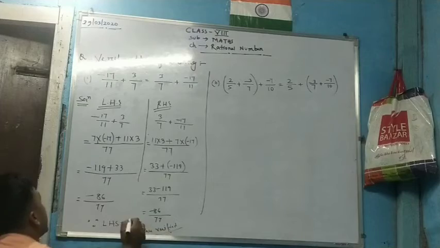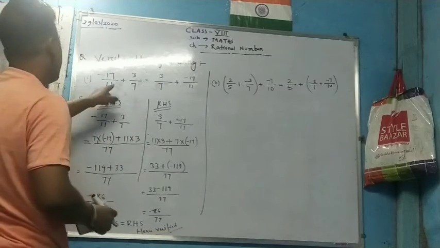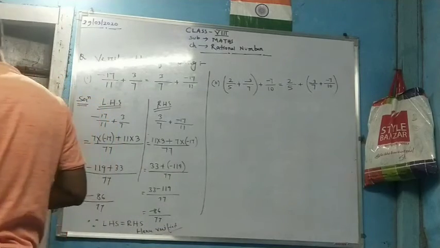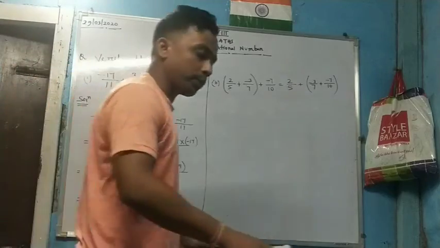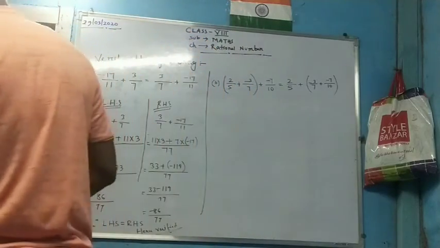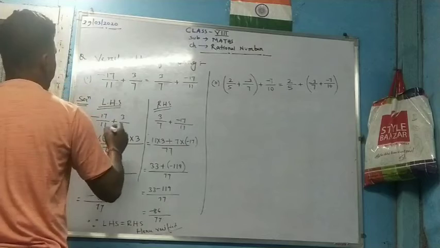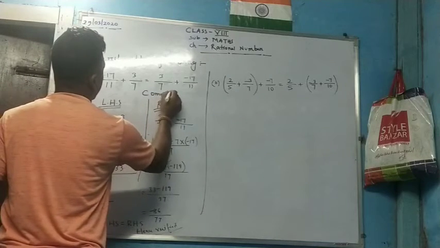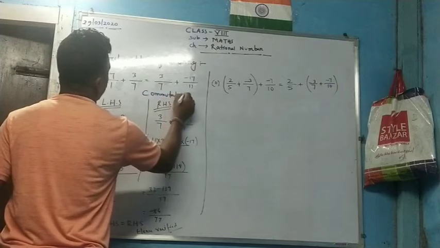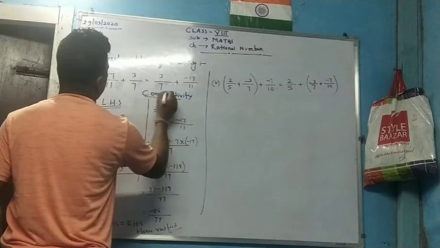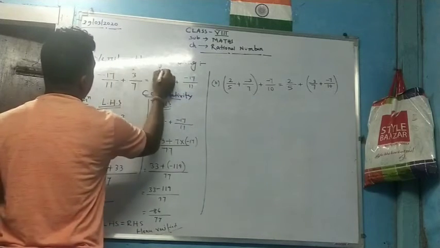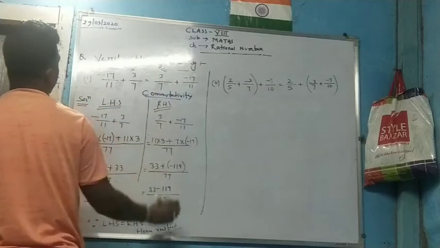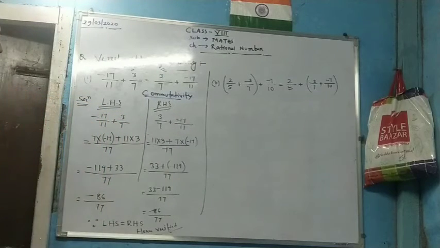And I'll just tell you what is the property behind it. These are rational numbers, and this property is known as commutative property. What property? Commutative. From the value from this side, we'll get the same value from this side. Commutative property. Now let's move on to the next question.